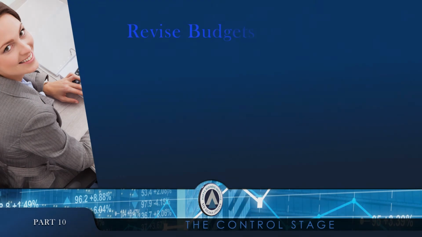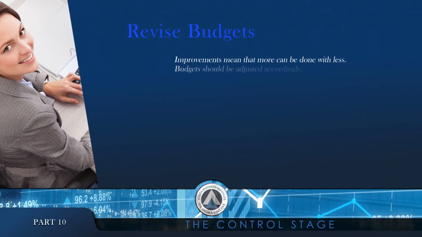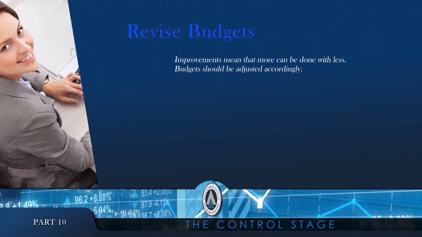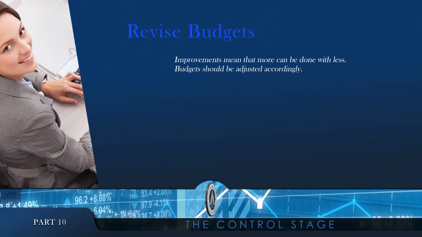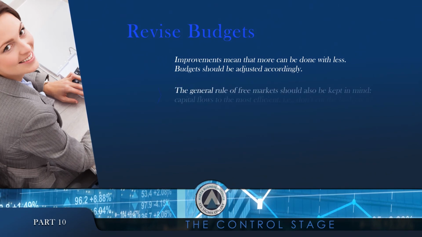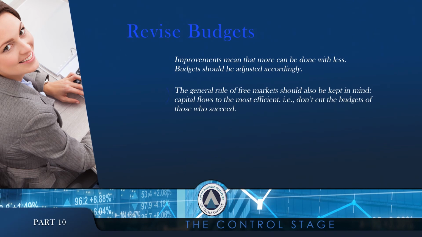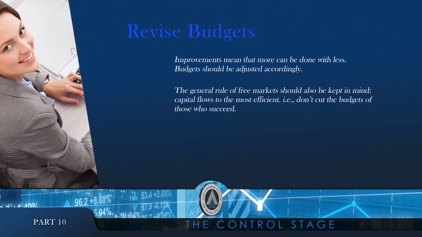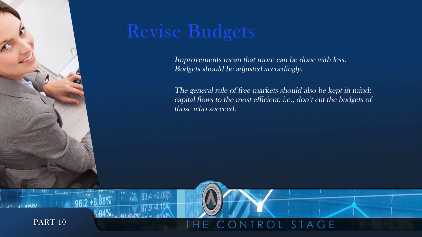Revise budgets. Improvements mean that more can be done with less. Budgets should be adjusted accordingly. However, the general rule of free markets should also be kept in mind. Capital flows to the most efficient. In other words, don't cut the budgets of those who succeed.